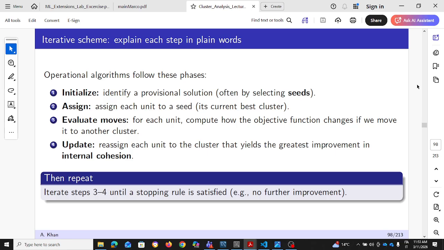Then the second step is to assign each data point to its closest cluster. Assign each of these to its closest centroid.